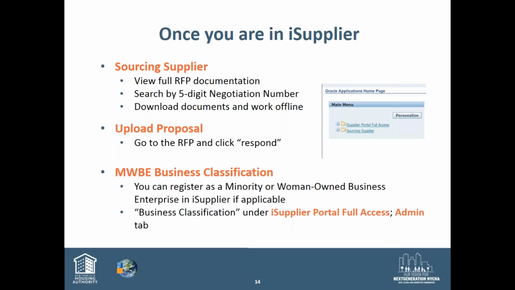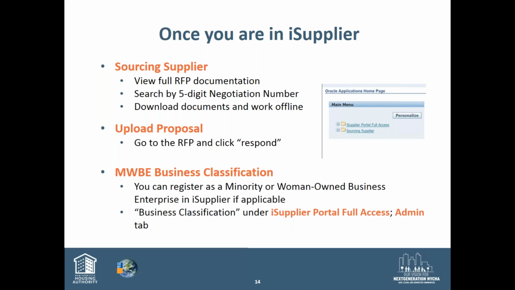Once you have logged into iSupplier, you can view the full RFP, upload your proposal, and update your business classification. The RFP documents and the procedures for uploading your bid when you are ready to do so will be under the Sourcing Supplier folder in the main menu. As mentioned in the last slide, you can find the RFP by searching Open Negotiations by their 5-digit number. The main body of the RFP and all exhibits and attachments will be available for download.